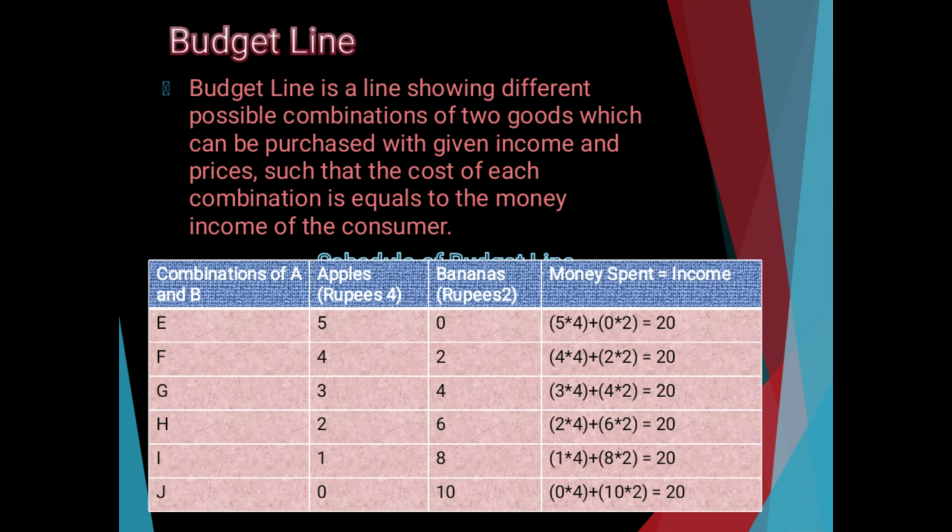In the same way, in combination I, we have 1 apple and 8 bananas. So 1 into 4 for the apple and 8 into 2 for the bananas: 4 ones are 4, plus 8 twos are 16, and 16 plus 4 equals 20. And in the last combination J, we have 0 apples and 10 bananas. So 0 into 4 is 0, and 10 into 2 equals 20. So again we have the budget of 20. Money spent equals income. I have an income of only 20 rupees.